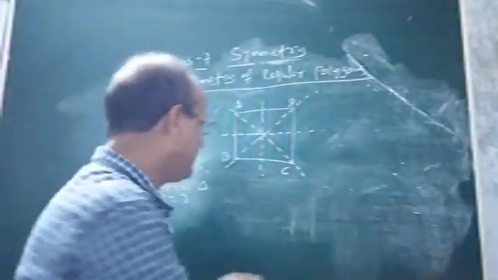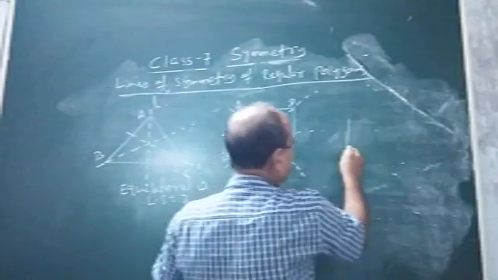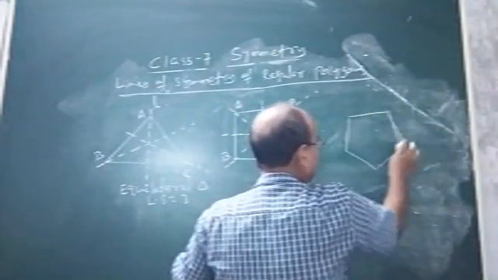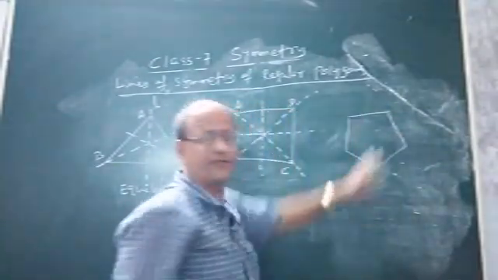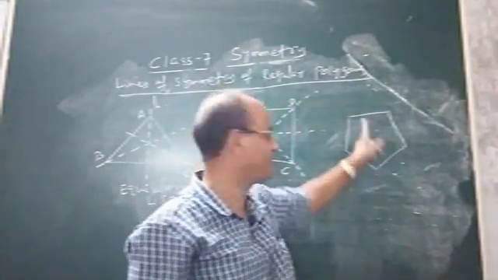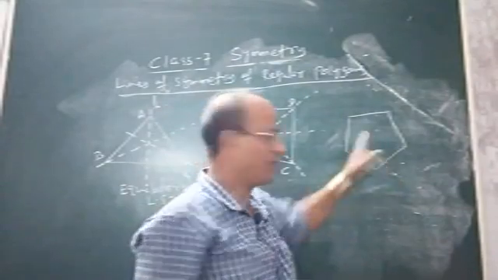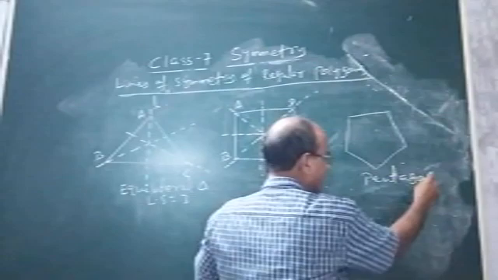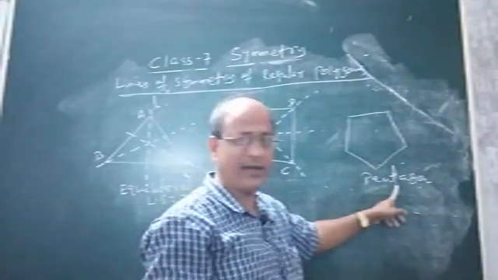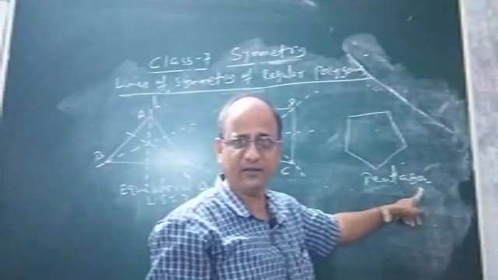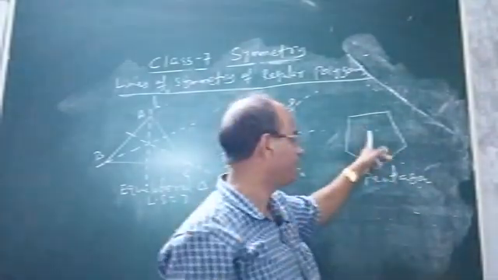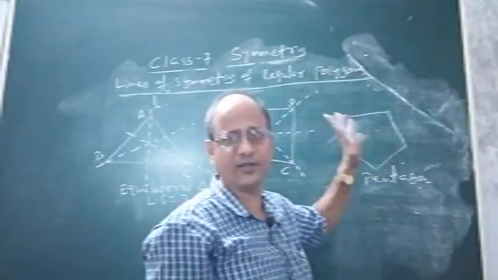Then it may so happen, look at this figure. This figure is closed by how many sides? 5 sides or 5 line segments. It is also a polygon. What is the name of this polygon? It is called a pentagon. Penta means 5, gon means side. Pentagon, a 5-sided closed figure, is known as a pentagon.